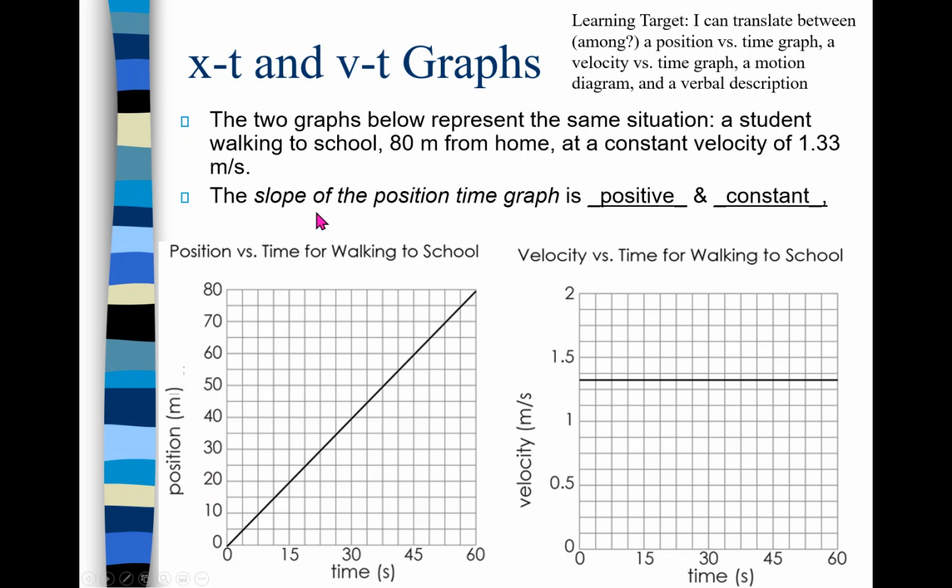Okay, so what we're going to do is we're going to take this sentence here. The slope of the position time graph is blank and blank. And I'm going to put in a new sentence here with the velocity is blank and blank. So whatever words I use to describe the slope of the position time graph, I will use to describe the velocity. So the velocity is positive and constant. And that's what I have right here. The velocity is positive and constant because the slope of the position time graph is positive and constant. If the slope of the position time graph were negative and constant, then that means the velocity would be negative and constant, and so on.